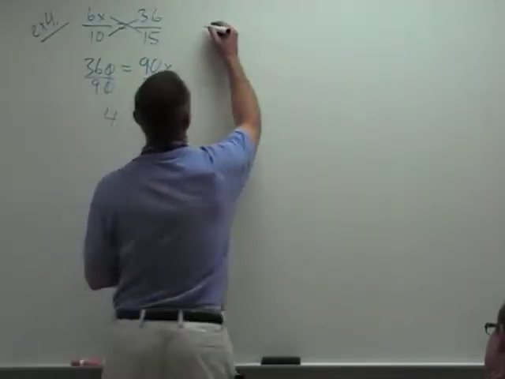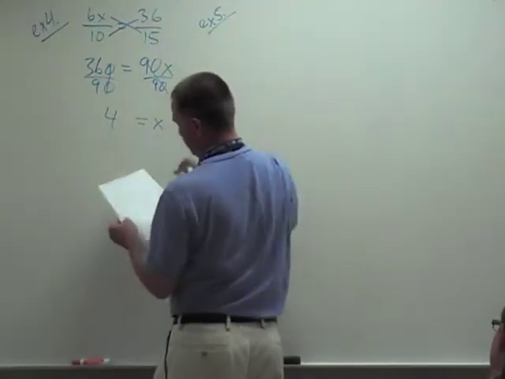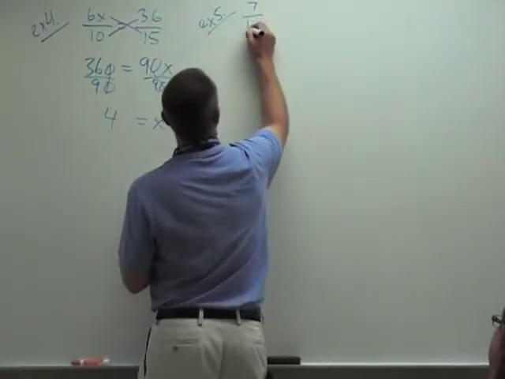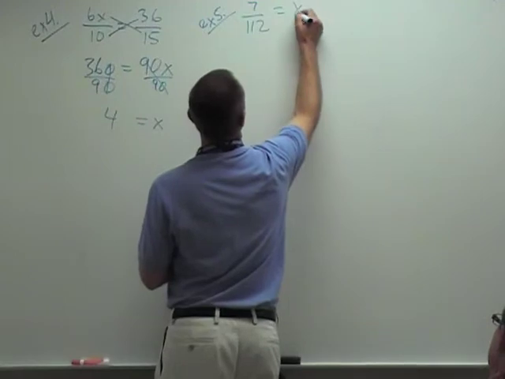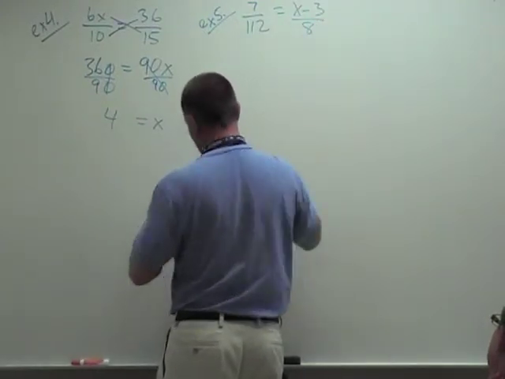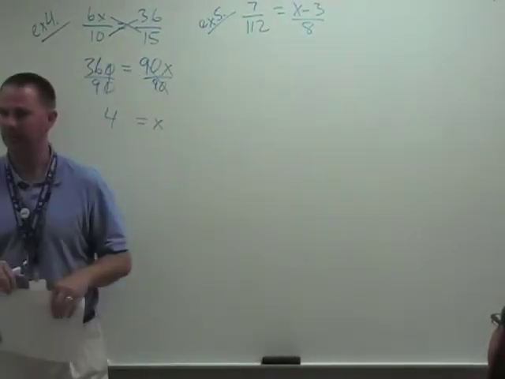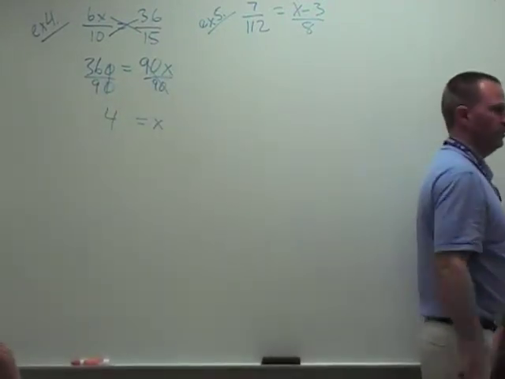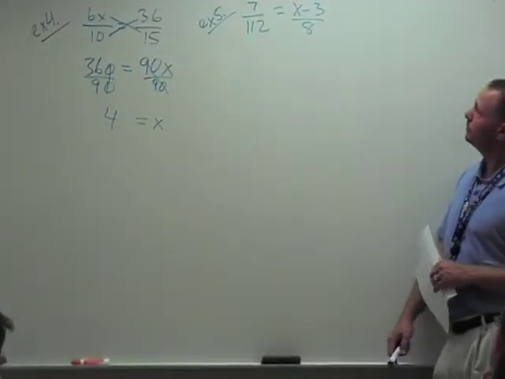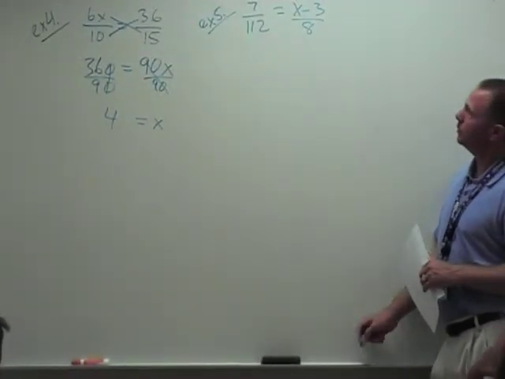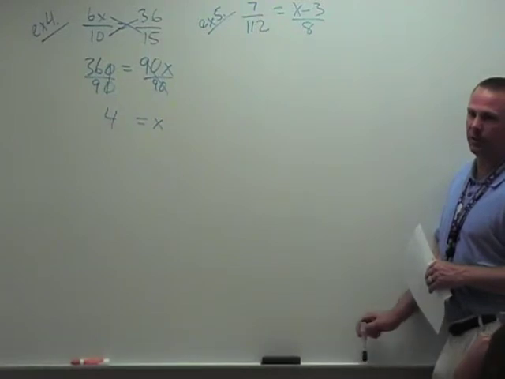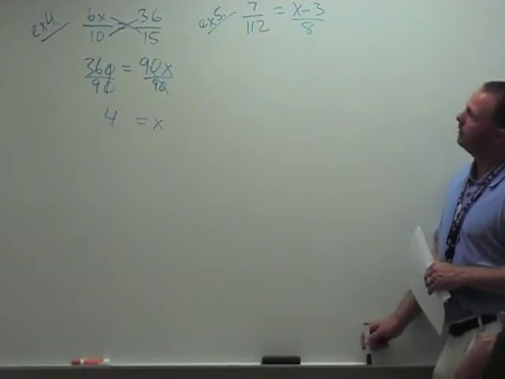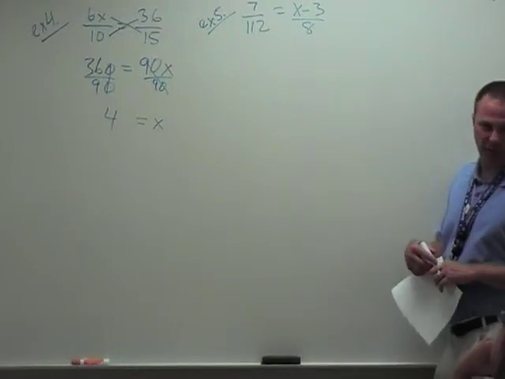Alright, example 5. 7 over 112 equals x minus 3 over 8. Now, what do we do? 7 over 112 equals x minus 3 over 8. Well, you're going to cross multiply.